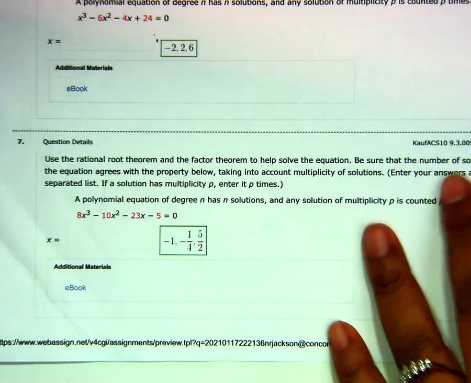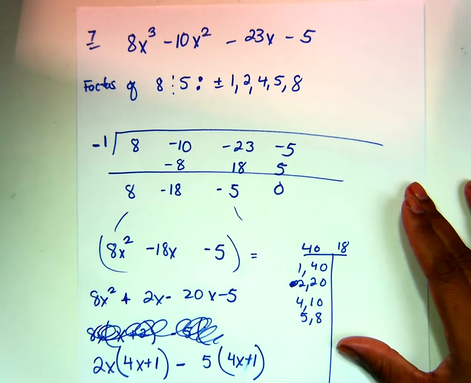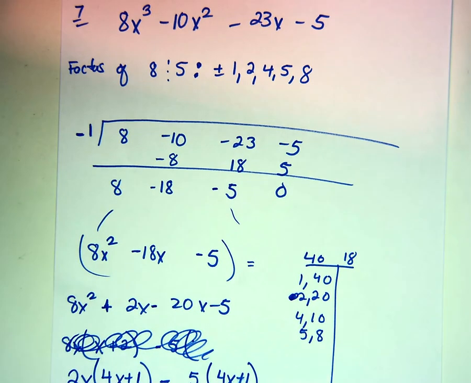We're going to use synthetic division to determine it. So let me zoom out so you can see it. We have 8x cubed minus 10x squared minus 23x minus 5. So I'm looking at my first term and my last term. We're going to write all the factors out, both positive and negative. So we got 1, 2, 4, 5, and 8.